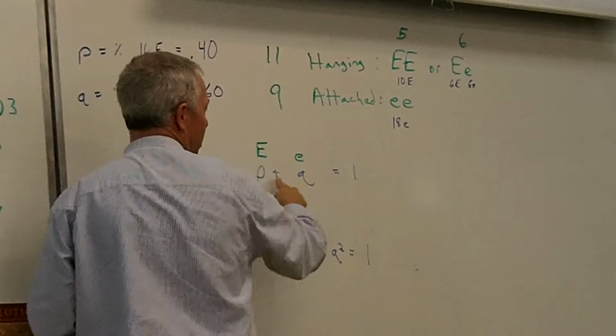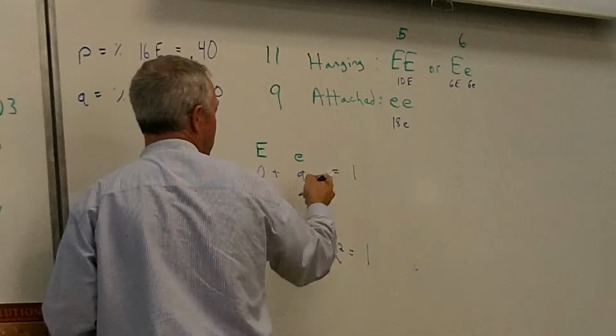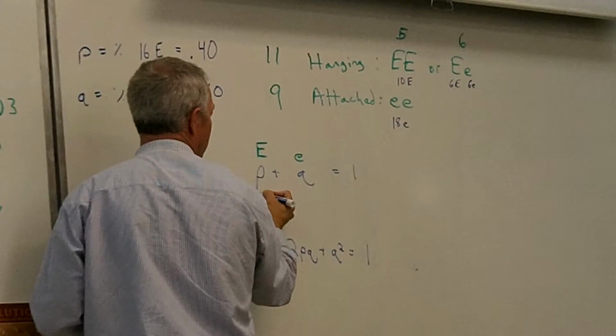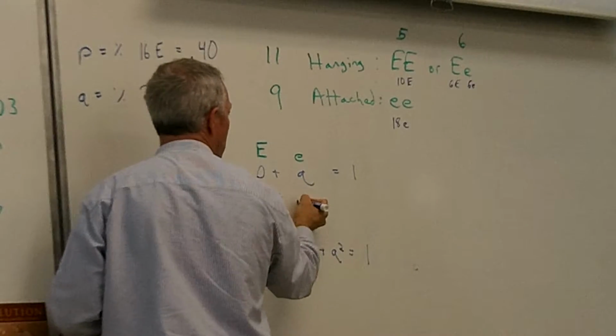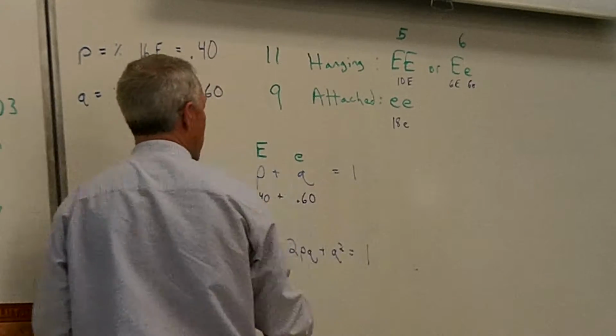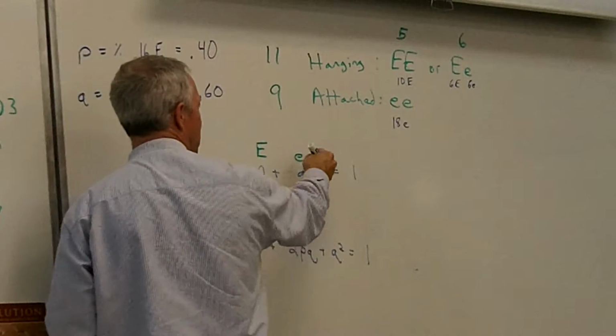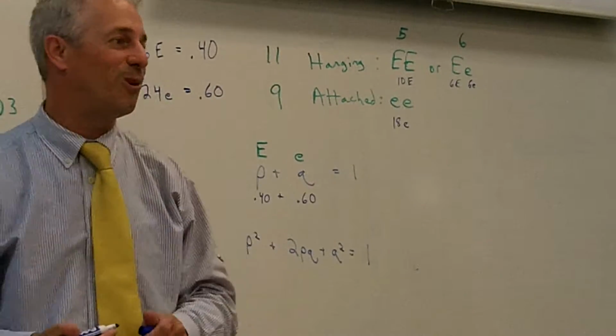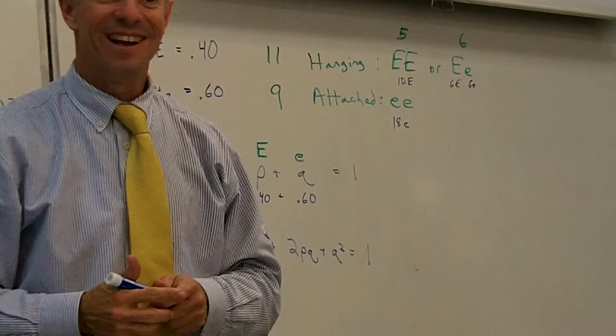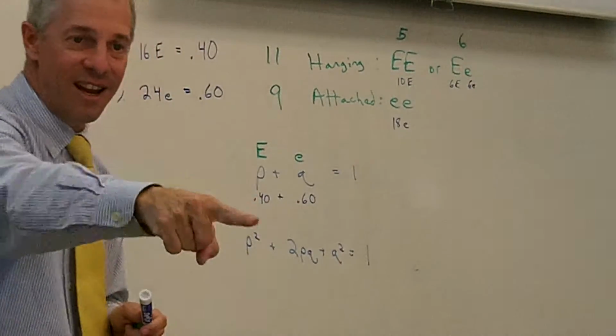That's what they're saying here in this formula. P plus Q equals 1. 0.4 plus 0.6 equals 1. 40% of the genes are dominant, 60% of the genes are recessive in our gene pool. Isn't that cool, Avery?